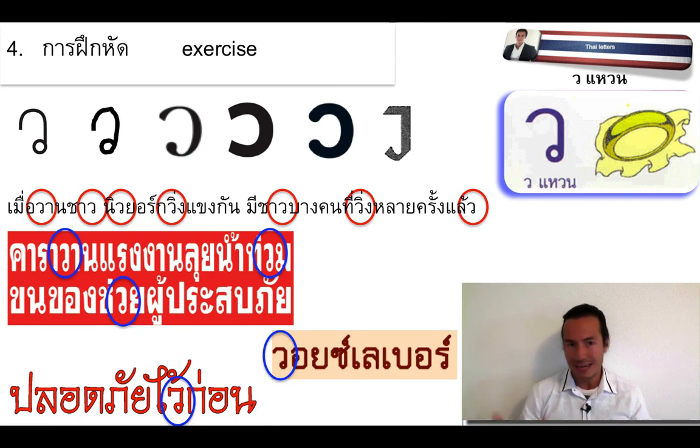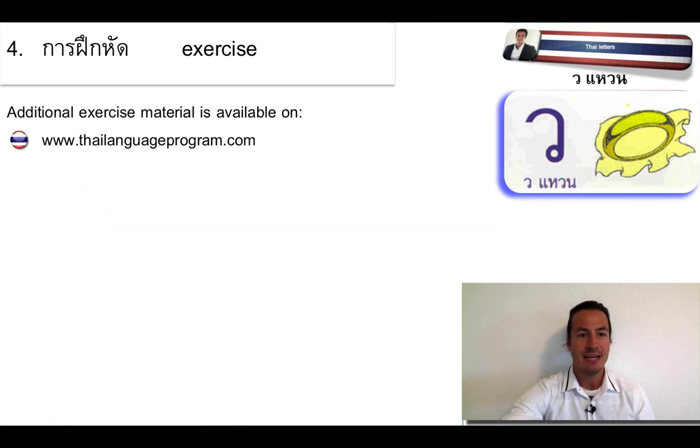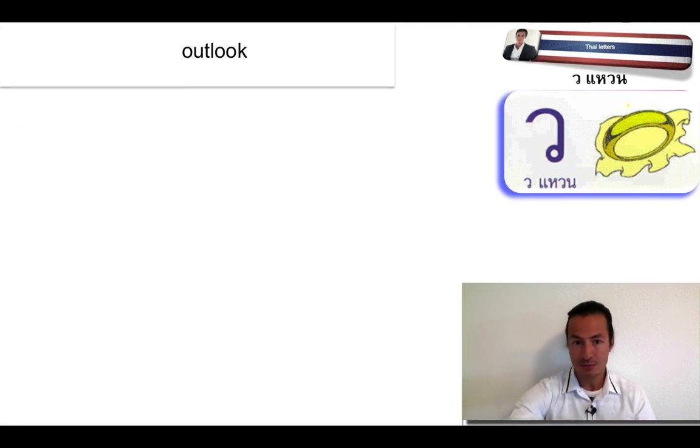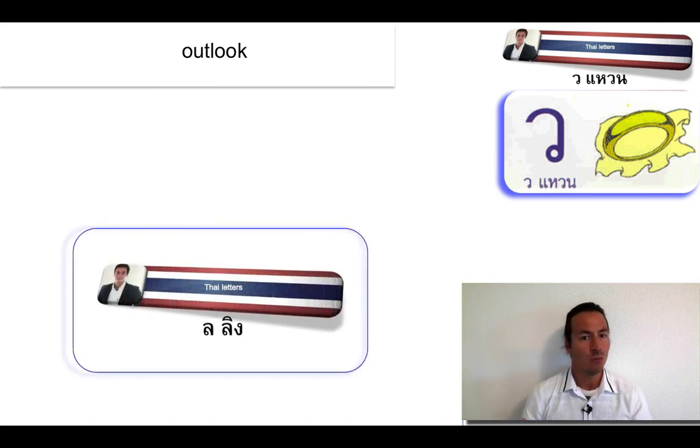perfectly well suited to download the exercise material, to do it on your own, to practice on your own, and of course to go on to the next lesson. The additional exercises that you can download are available on thailanguageprogram.com. There's a section exercise materials where you have to choose from the different courses that are provided, like for instance Thai Letters, which is this course, or also Read and Write Thai. You can download the exercise material and you can practice on your own, and then when you feel ready, you can continue watching the next lesson of the playlist, which will be on the la ling low class consonant.